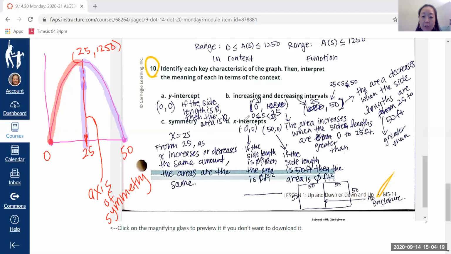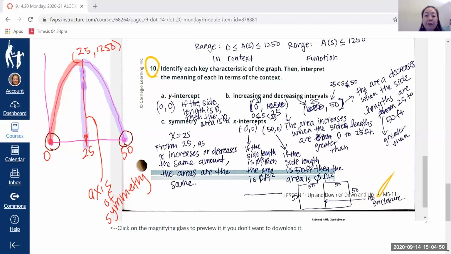Let's see here. Oh, also the x-intercepts, we have this many, right? Let me change the colors here. Let's make it maroon. So there's one x-intercept right here. So I have 0, 0 here and then 50, 0 here. So again, I explain it right here. If the side length is 0 feet, then the area is 0 feet squared. That makes sense. There's no length, there's no area.